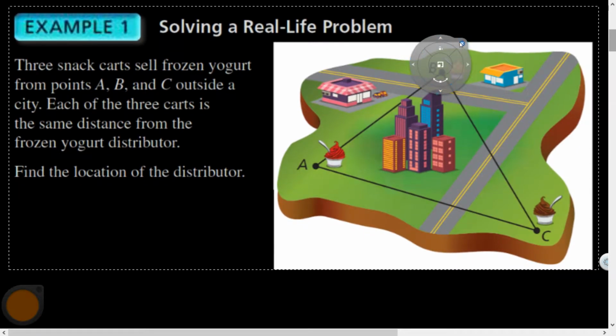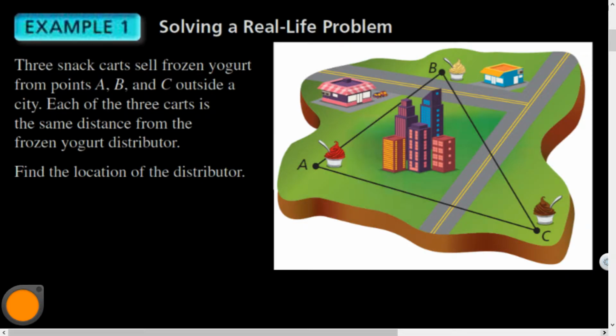All right, solving a real-life problem, and this is how you would solve it. It says 3 snack carts sell frozen yogurt from points A, B, and C outside the city. Each of the 3 carts is the same distance from the frozen yogurt distributor. Find the location of the distributor.